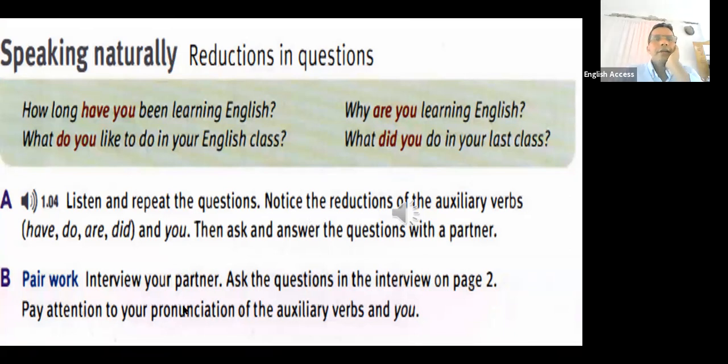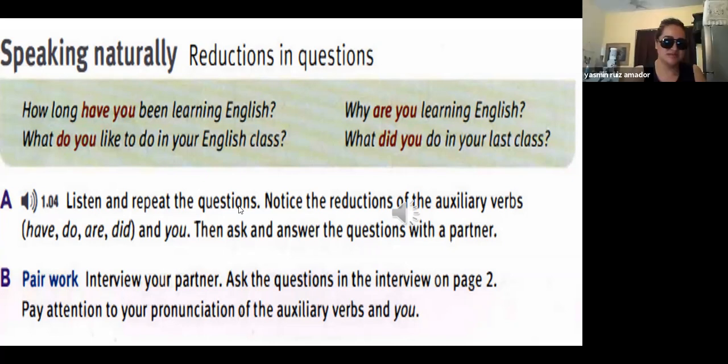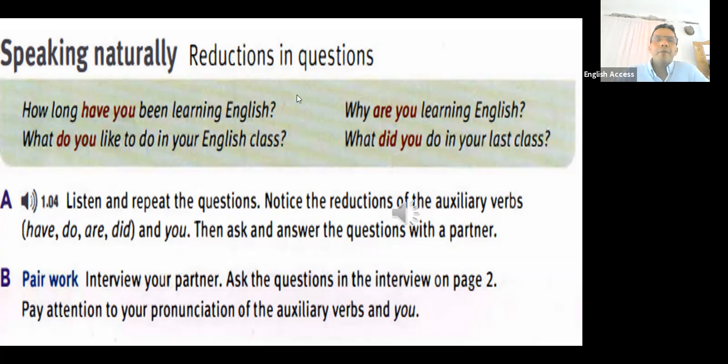Speaking naturally. I think we didn't finish this one, right? This is the last part. Did we finish this one or not? No, teacher. Well, this is about listening, pronunciation. As you see here, in every lesson A, you have this part: speaking naturally, and we're going to talk about reductions in questions.